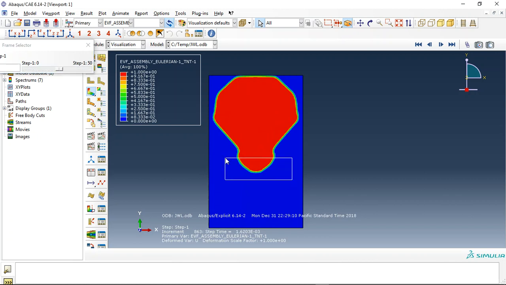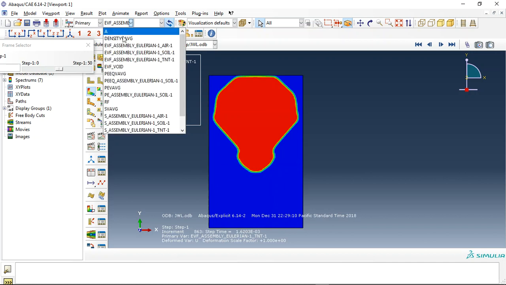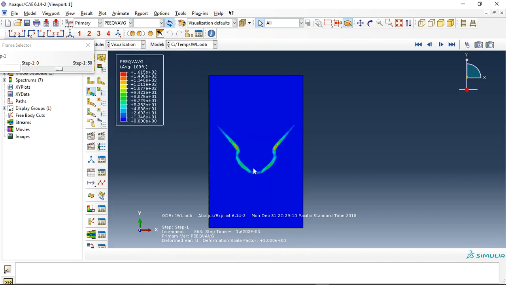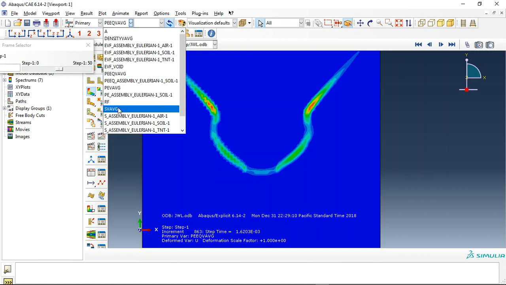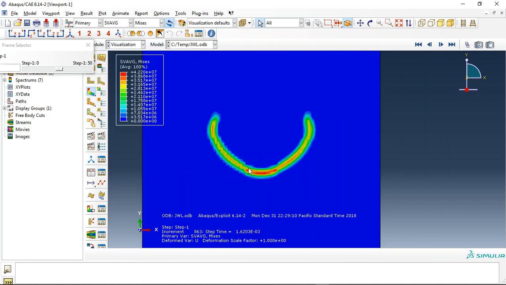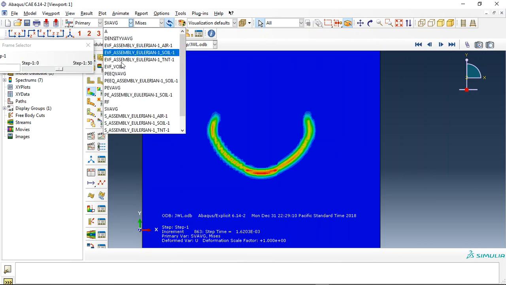This is the crater here. You can see this level is the crater. If I use, for instance, plastic strain, you can see here this is the crater which was created by TNT. If I use asterisk, you can see the asterisk inside the soil is maximum.